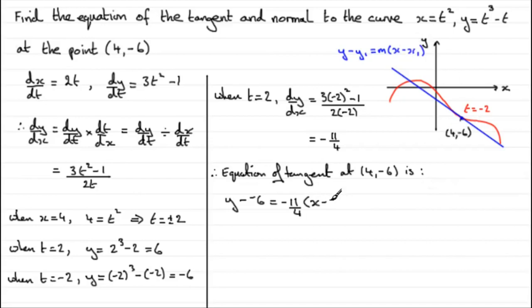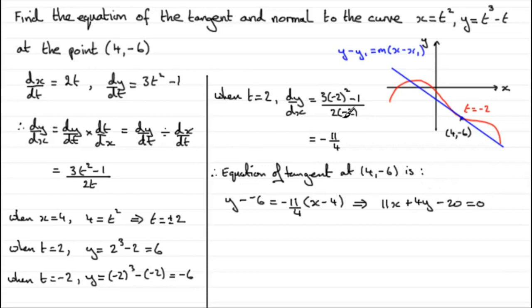x1 is the 4. So all we need to do is just tidy this up. And if you multiply by 4 and rearrange it into the format ax plus by plus c equals 0, I'll leave you to do that. What you should find you get is 11x plus 4y minus 20 equals 0.